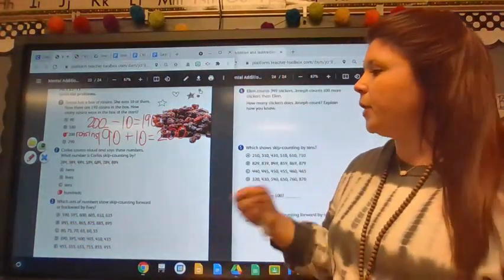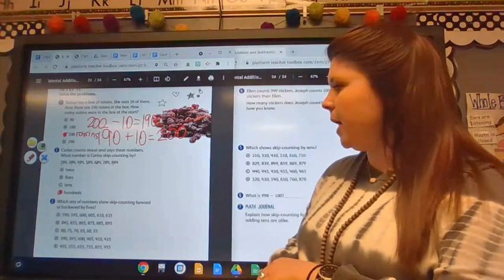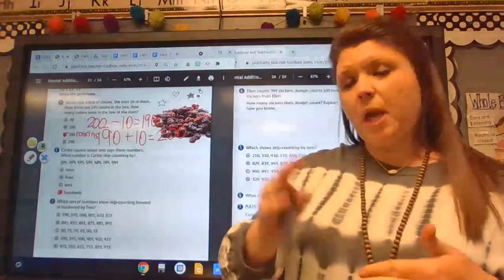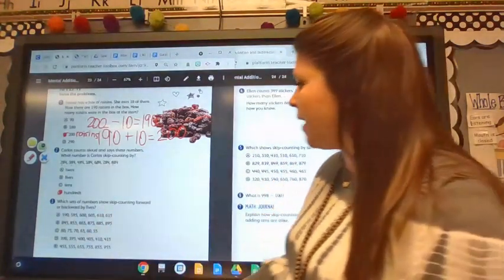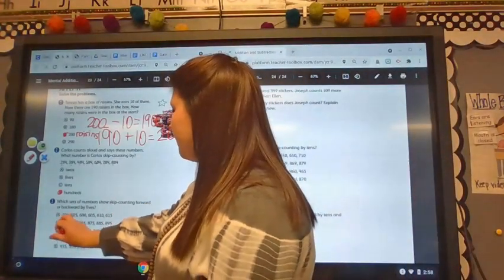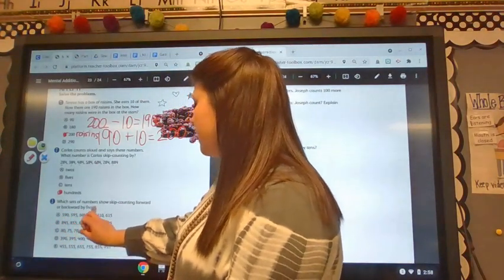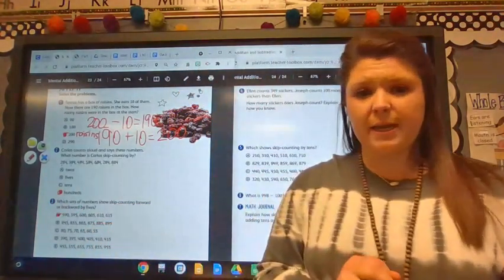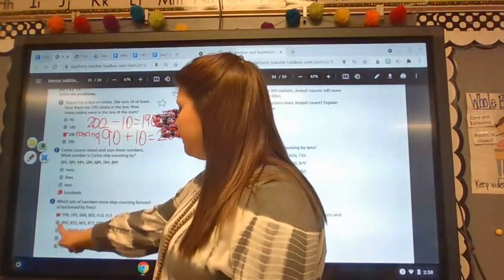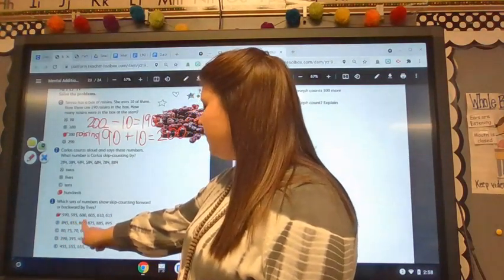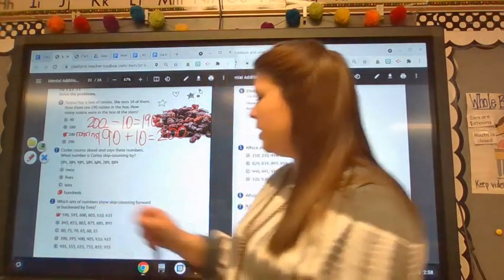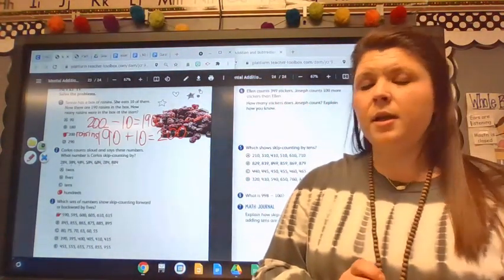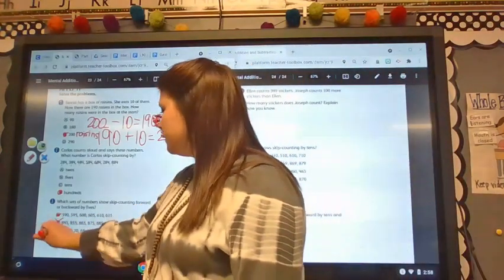Okay? Number three, which set of numbers shows skip counting forward or backwards by fives? So we're skip counting forward by fives or backwards by fives. So let's look. 590, 595, 600, 605, 610, 615. Yep, that's skip counting by fives forward, isn't it? All right, B. 845, 855, 865, 875, 885, 895. Is that skip counting by fives? No, that's skip counting by tens.